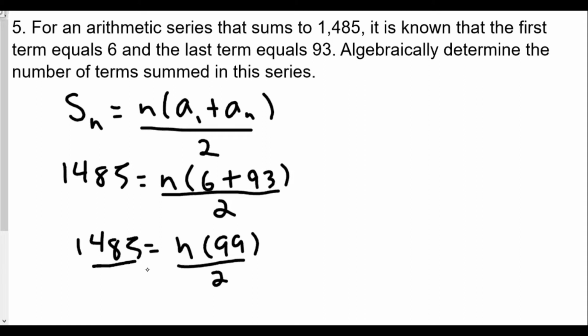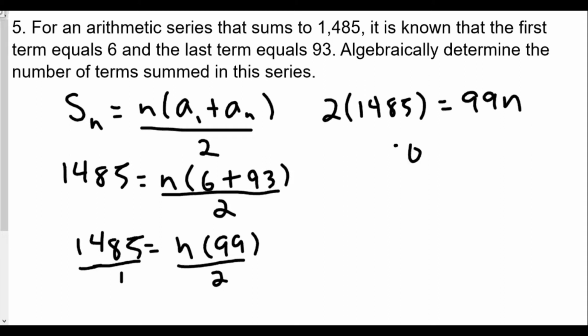Now what we can do is we can cross multiply here and multiply the 2 times 1,485, and we're left with 99n on the other side. Okay, and so when we multiply 1,485 times 2, we get 2,970, which is equal to 99n. Now we'll divide both sides by 99.